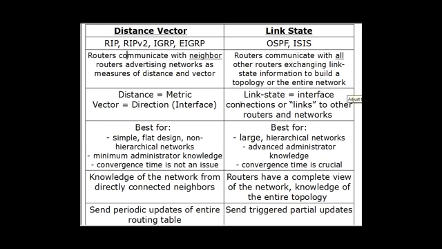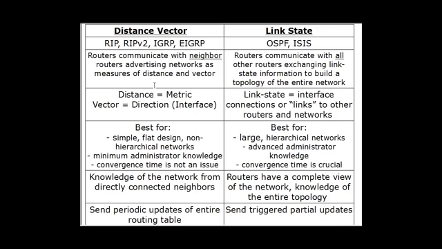So let's talk about some of the differences between distance vector and link state protocols. In distance vector protocols, routers communicate with neighboring routers, advertising networks as measures of distance and vector. So the thing to remember there is routers are communicating with neighbor routers, as opposed to link state, where routers communicate with all other routers, exchanging link state information to build a topology of the entire network. In link state, routers communicate with all other routers. Distance vector, routers are communicating with neighbor routers.